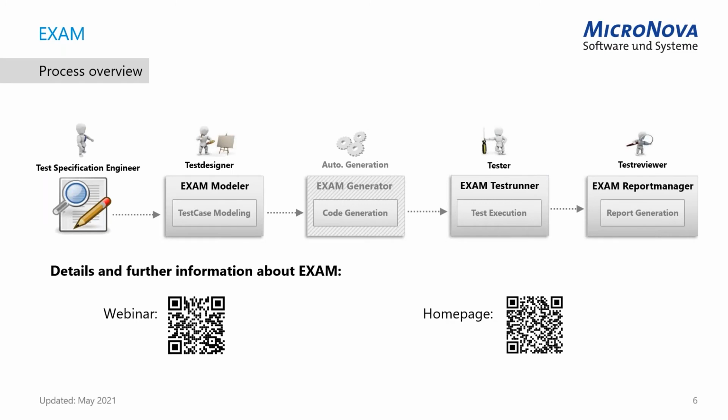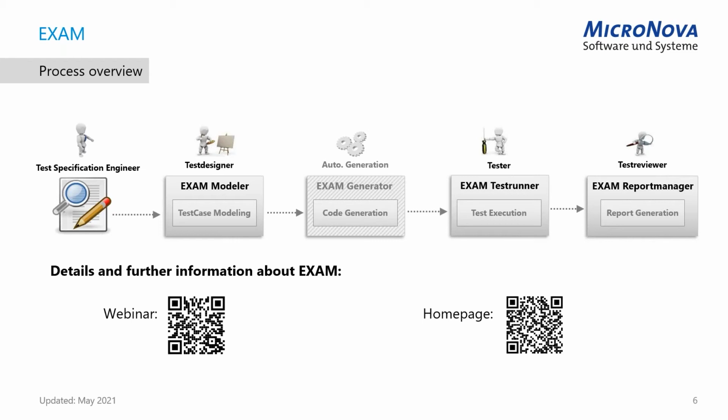A little bit of a process overview here, and about the roles that are involved inside the XM test automation process. The workflow starts on the left side with a test specification engineer who can provide a test specification and the requirements, the prerequisites for the test designer to implement the test case itself in the XM modeler perspective. That's the model-based approach, and the specification acts as the template for the test designer.